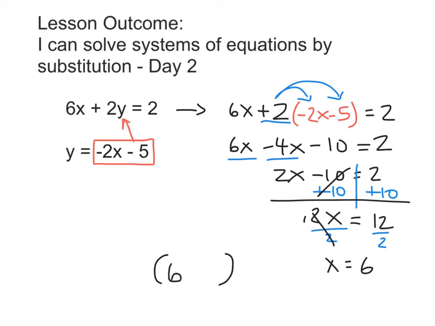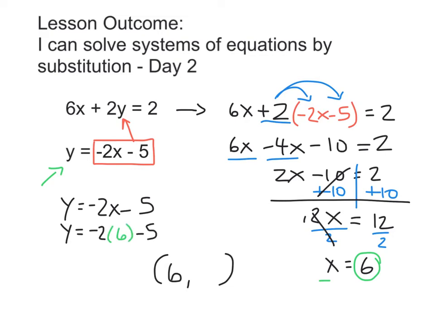So we have to put the 6 right here that we just found for x, and we need to find y. To find y, I highly recommend that we take this equation right here that has the red rectangle around it, and rewrite it right here. And we're going to go ahead and put the 6 that we found over here, we're going to put that in for x. So we get y equals negative 2 times 6 minus 5. So y equals negative 2 times 6 is negative 12 minus 5. So y equals negative 17. There's our solution.